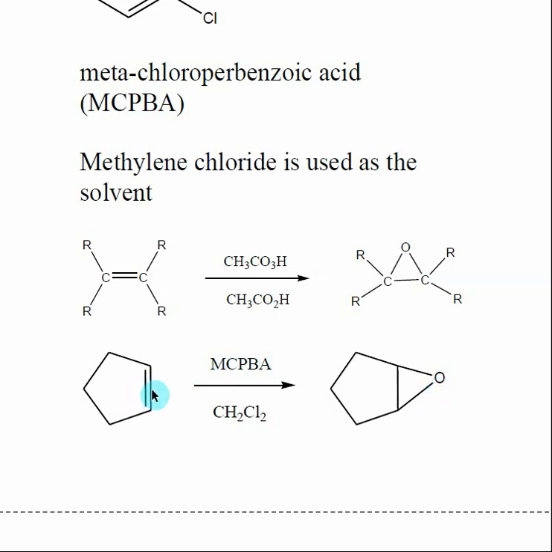I have a double bond. I break the double bond. I form two single bonds. What goes on those two single bonds is an oxygen. So the two single bonds that we form go to an oxygen.